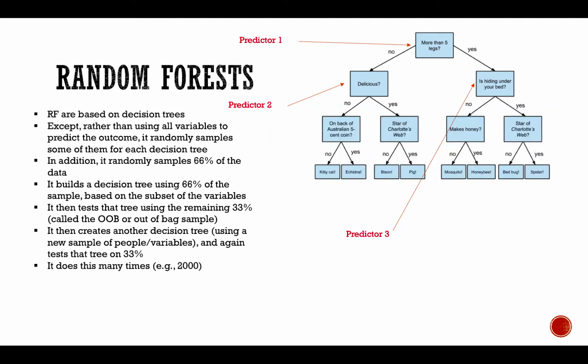So random forests are based on decision trees. On the right is an example of a decision tree. You would start with a question like, does it have more than 5 legs, if you're trying to identify an animal? That would be predictor 1. And then if yes, you would go on to predictor 3 in this case. Is it hiding under your bed?